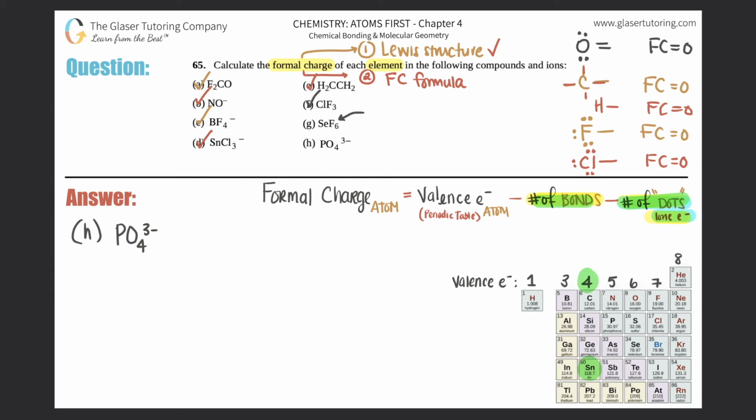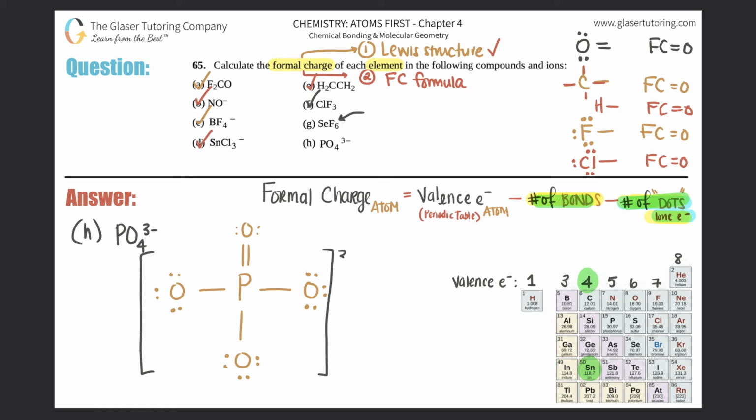So what we can do is put phosphorus in the middle, and there's going to be 1 double bond. And then in this case, there should be 3 single bonded oxygens, and each one has 3 lone pairs. So there you go. It has a charge, so that means that it has to be bracketed and put a 3 minus, or a negative 3, in the upper right-hand corner.